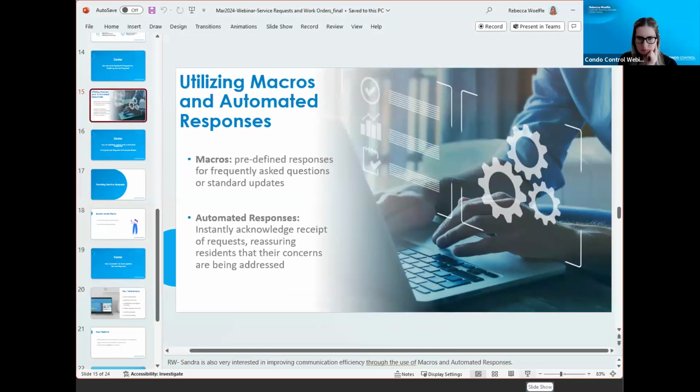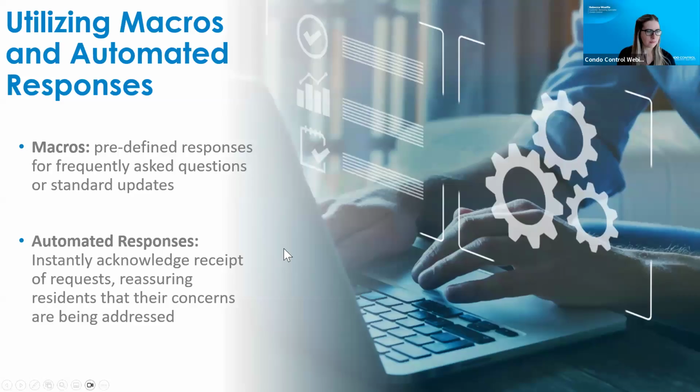So as we kind of mentioned before, macros are predefined responses for frequently asked questions or standard updates. And with automated responses, as soon as a service request is logged, an automated acknowledgement can be sent to the resident. So this provides them with that immediate reassurance that their concern is being addressed, and helps prevent uncertainty. So the beauty of these tools lies with that ability to save time, be more efficient, streamline communication, maintaining that high degree of professionalism.